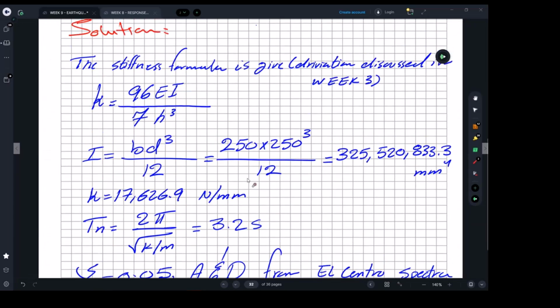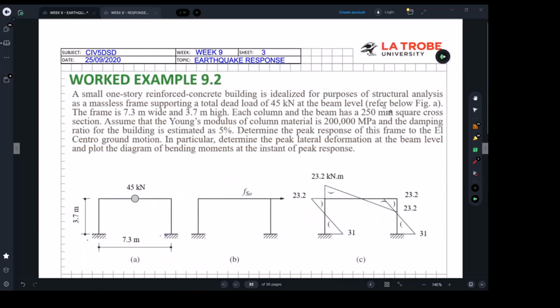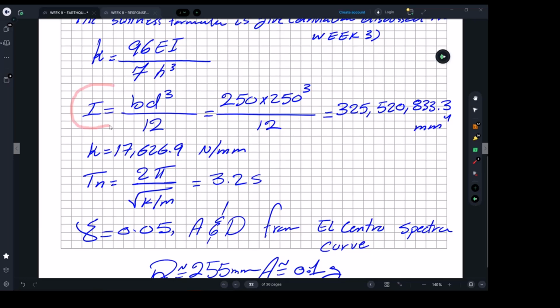This is just the inertia of the section we're having. You've been given all the details for a square post. So the post was a square shape, and here you simply work out the inertia. Because it's a rectangular shape, we simply use this formula. So at this stage, we should be able to work out the stiffness, and after getting the stiffness, we should be able to get the natural time period.